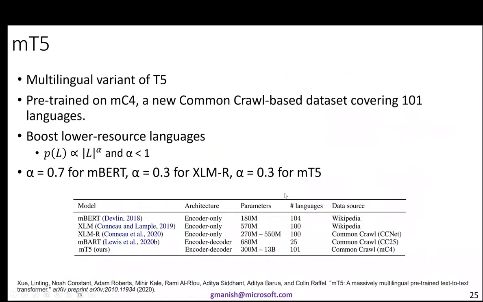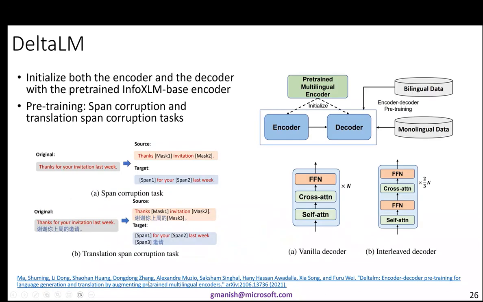T5 became popular and stayed quite popular for more than a year, until recently when our own MSR folks came up with DeltaLM, which is TOLGv2, right? They said that we need a multilingual encoder-decoder, and therefore we will initialize both of them using InfoXLM, which is another MSR work, a multilingual encoder model. Then we'll change the decoder setup a little. So rather than having three sublayers in a decoder layer, you would have four sublayers: self-attention, feed forward, cross-attention, feed forward.